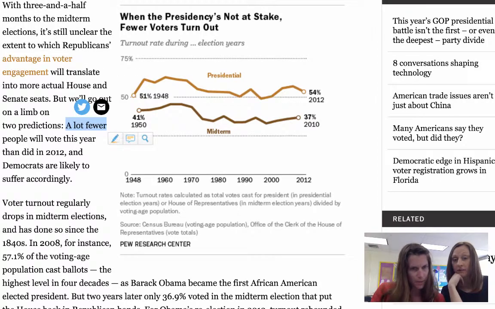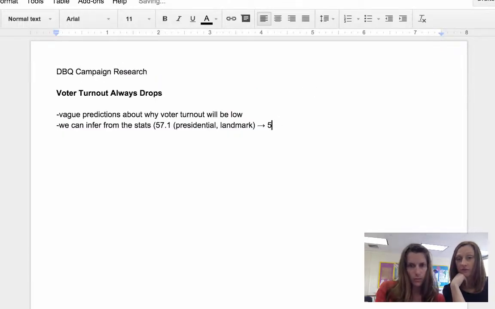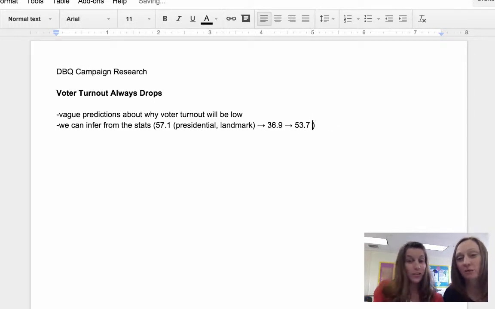Okay, so then it went down to 36.9. And we have to get the stat, 36.9. Yep, 36.9. You put the stat twice. Okay, and then it's going to go back up to 53.7. Got it. See, close reading is so important here. So we want to put the presidential election again, and maybe put in the percentage too.